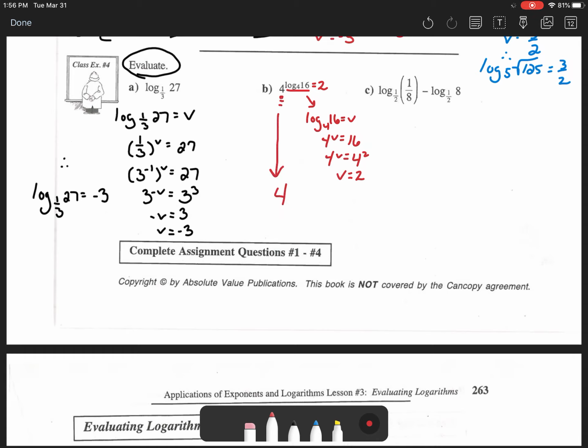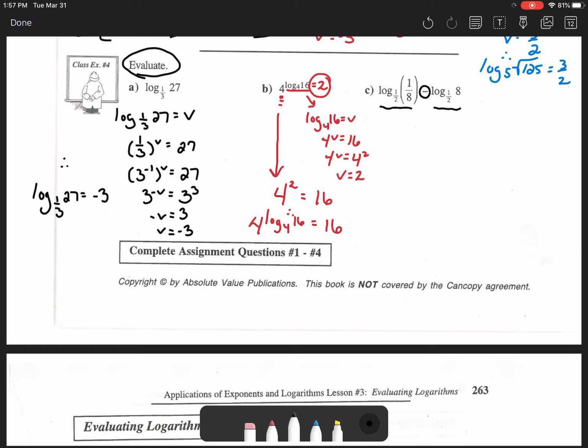All right, the last one. In the last one, we have to figure out two calculations separately because I'm subtracting two log expressions. So I have to figure out this and then subtract this. I need to know what those two separate values are going to be. So let's deal with this one here first.